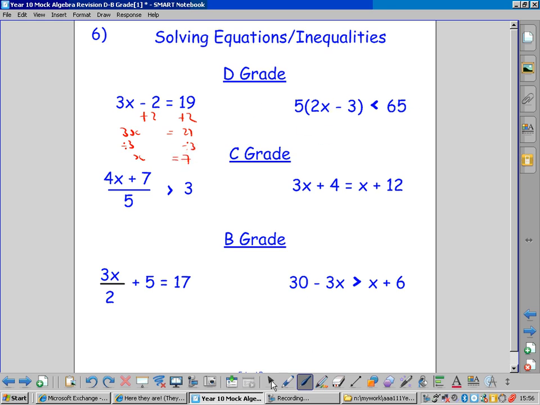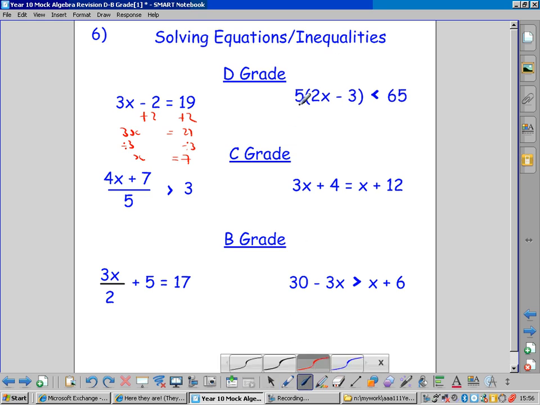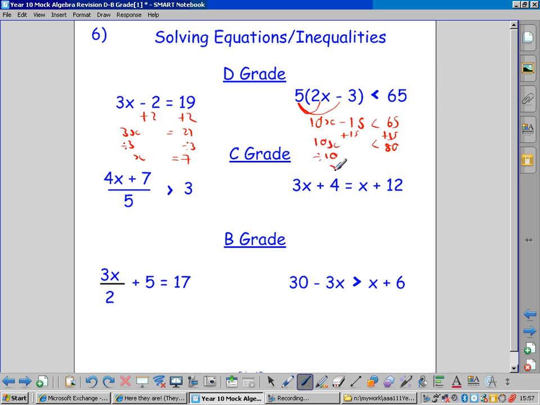If you've got brackets, you need to expand them first. 5 times 2x is 10x, and 5 times minus 3 is minus 15. You need to make sure this points in the same direction all the way down. Because it's minus 15, you add 15 to both sides, which means 10x is less than 80. It's less than 80. Don't put equals into it. Divide by 10. X is less than 8.